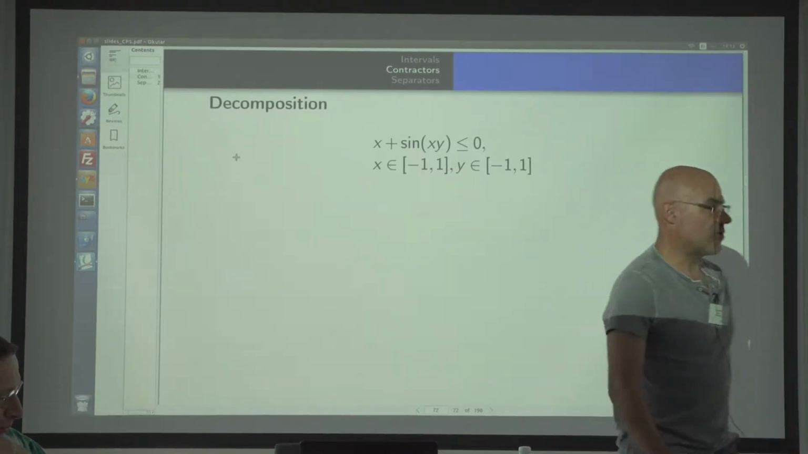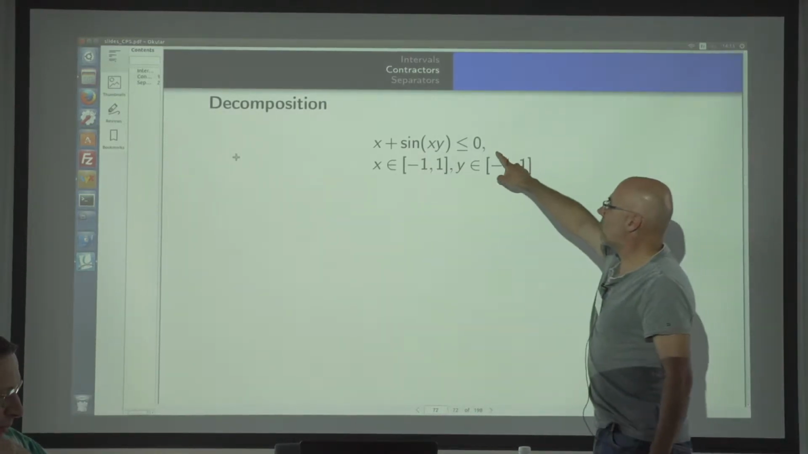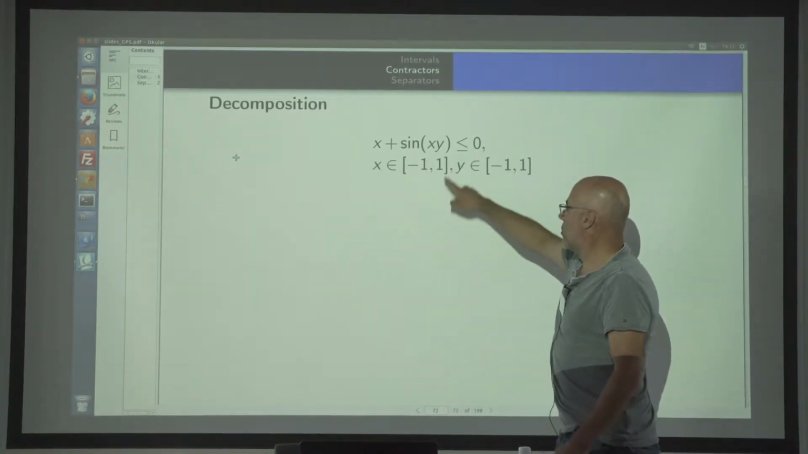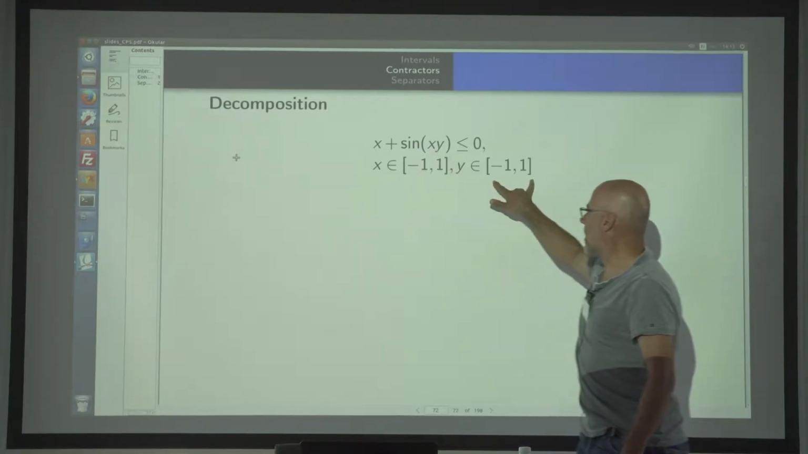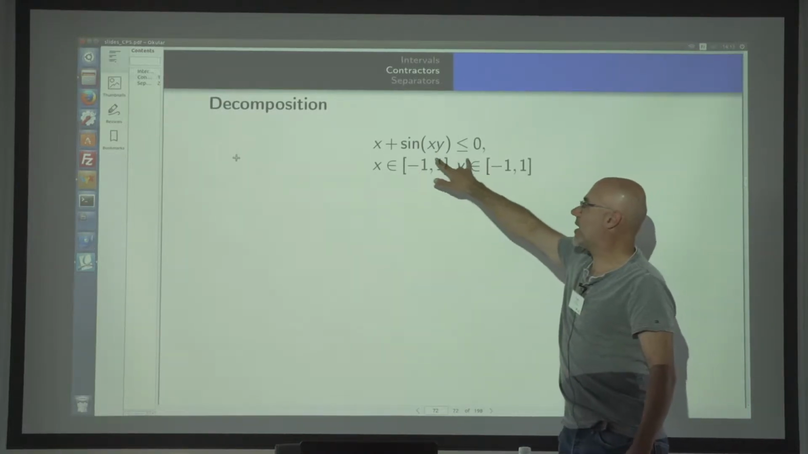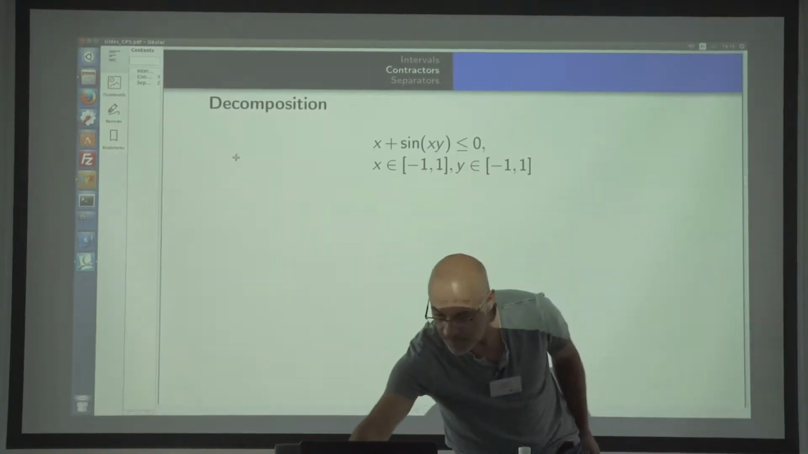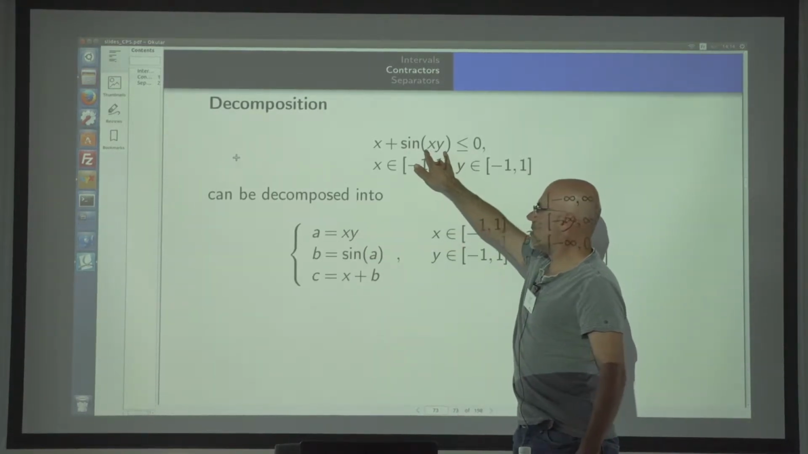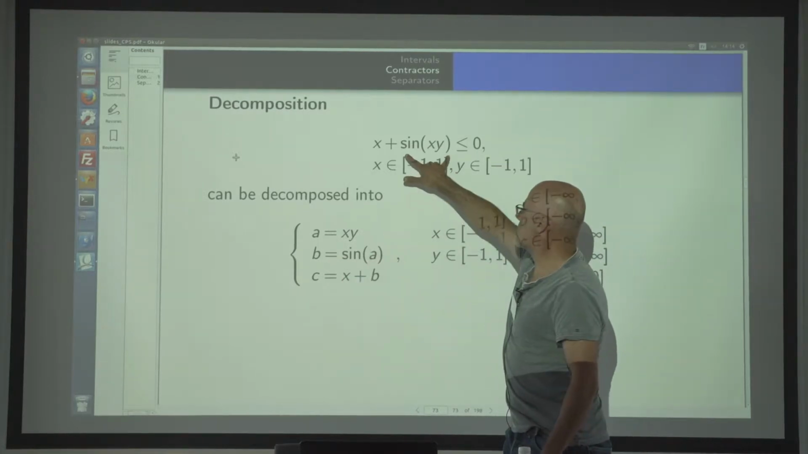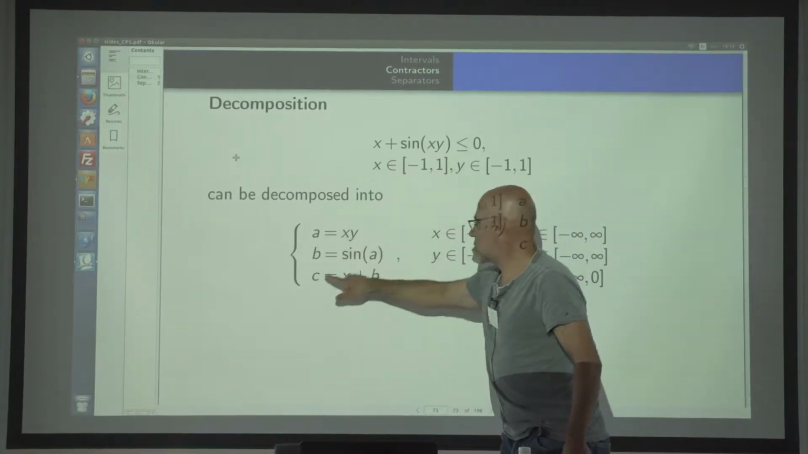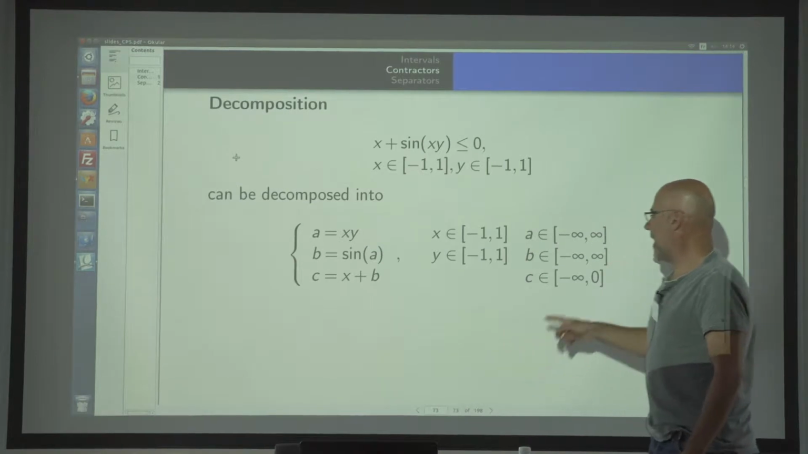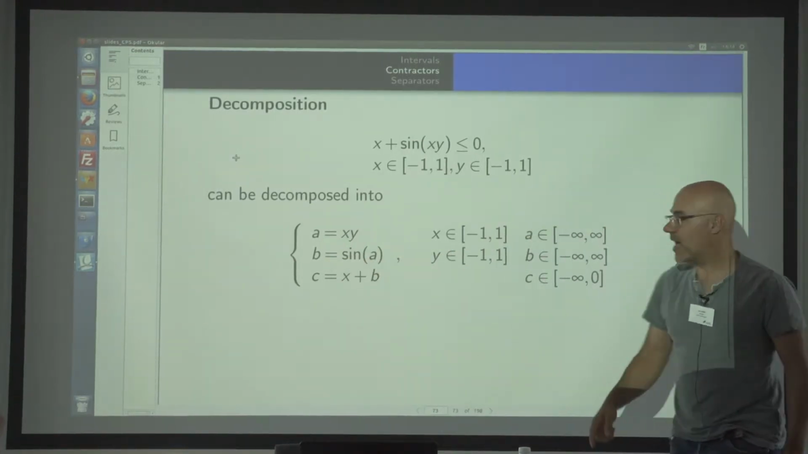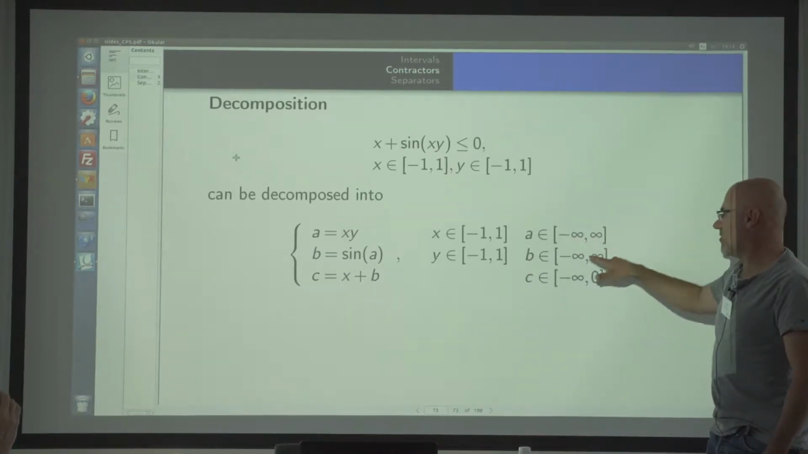As I explained before, this one is a complex constraint. I will have to decompose this one. You know that x is inside this interval, y inside this interval. How can I decompose this one? I introduce A which corresponds to this, B which corresponds to this, C which corresponds to this, and as soon as I add a new variable, I should associate it with minus infinity, plus infinity.